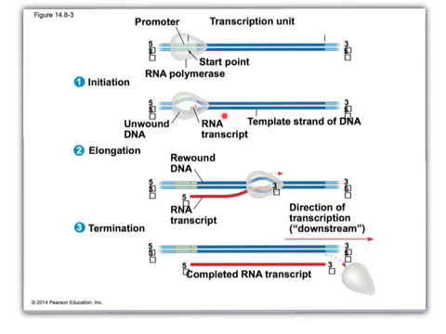And then at the end, you get termination. It disassociates, meaning it separates from the DNA, and then you have the polymerase, the completed RNA transcript, and your double-stranded DNA that all go their separate ways. Okay? It's the simplified version of transcription. Right? It's not that simple.